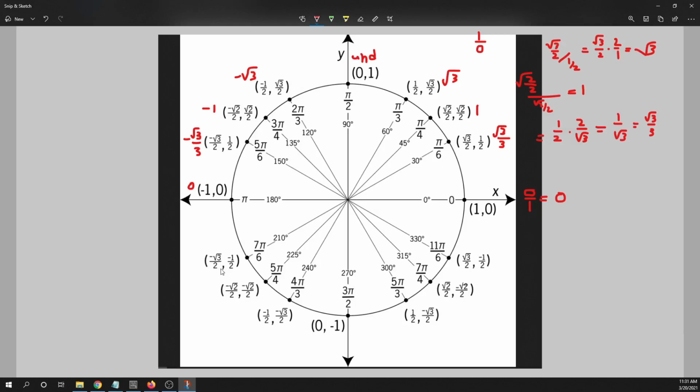All right, down over here, you're going to have a negative divided by a negative, right? So negative 1/2 divided by negative square root 3 over 2, that's going to be the same as square root 3 over 3. This one is going to be positive 1. This one is going to be square root 3. This one is undefined. This one is going to be negative square root 3 because we have a negative divided by a positive, negative 1, and negative root 3 over 3.